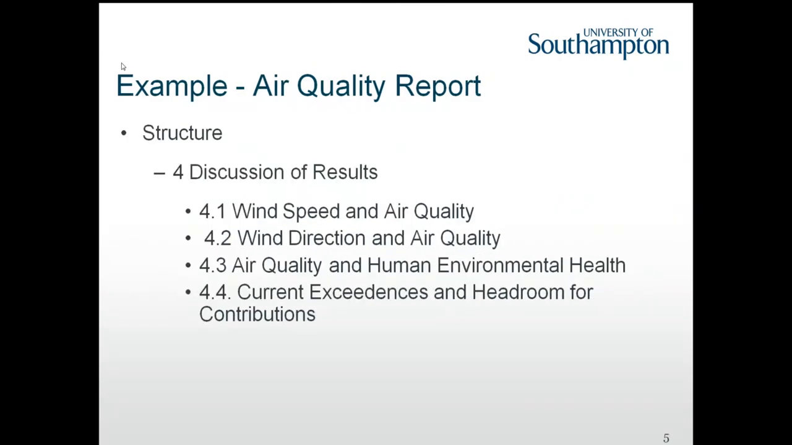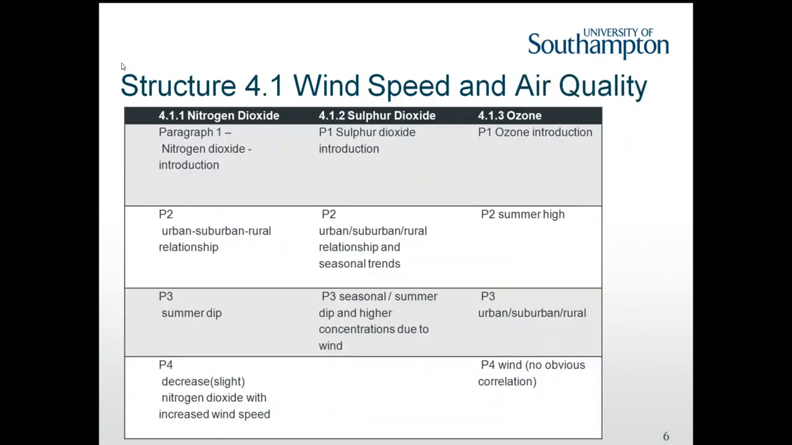On this next slide, I've just written down how they structured their discussion section. And you can see a lot of parallels between that introduction and what they were looking for and how they've now divided up their discussion of results. So first we've got wind speed and air quality, wind direction and air quality, and human environmental health, and then lastly, you might remember the bit about the headroom, is the 4.4. So you can see that those two things are in a way reflecting each other. Once you've divided into the main subsections, it's important then to think further of how you'll break it down into further subsections maybe, and also into paragraphs.